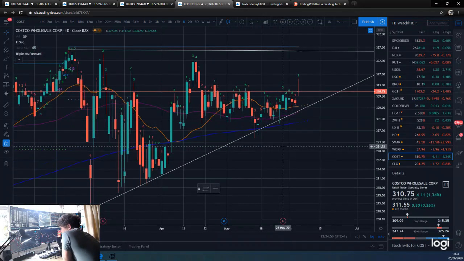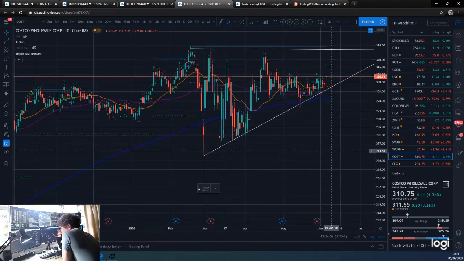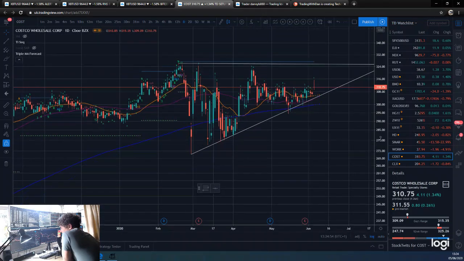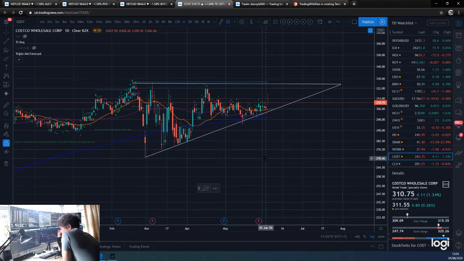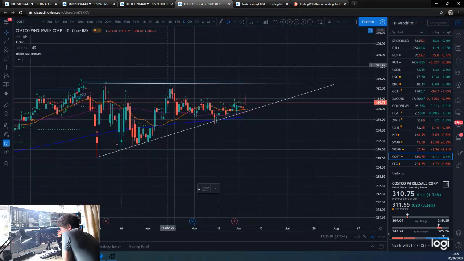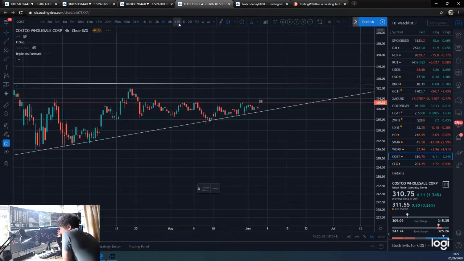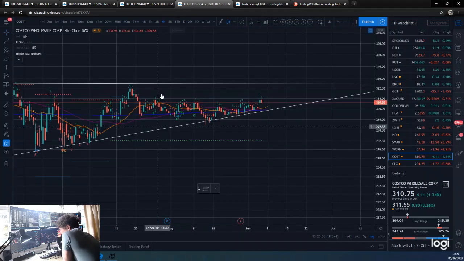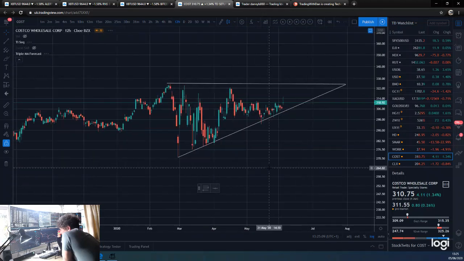Costco. What is this I'm drawing? We're on a daily here as well. So we are drawing an ascending triangle. We've got a nice trend line, a nice flat top. What else have we got going on here? Any 4 hour, 12 hour 9s? I don't think so, because we're just bumping around this formation, aren't we?